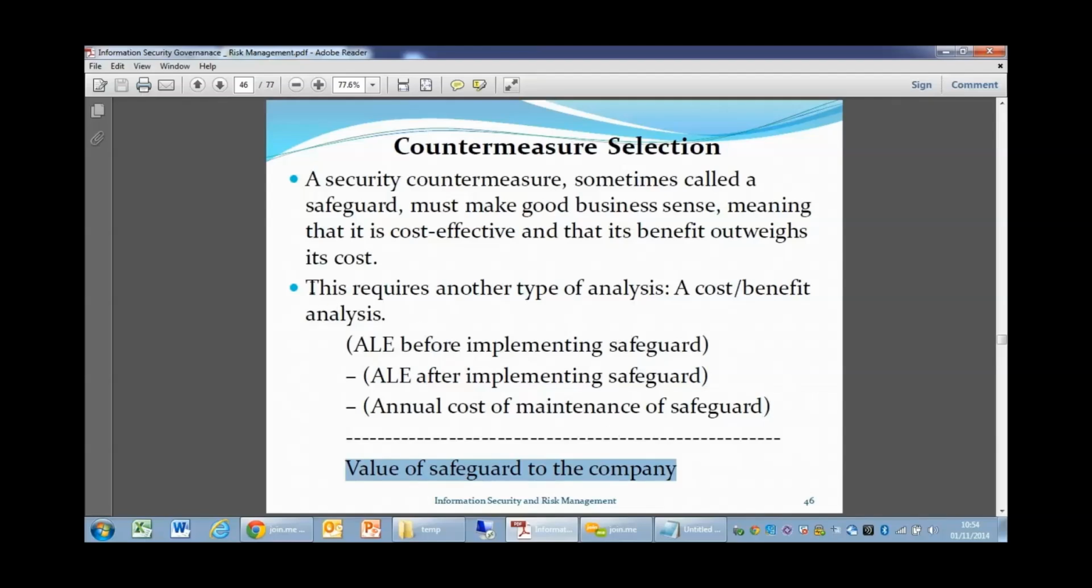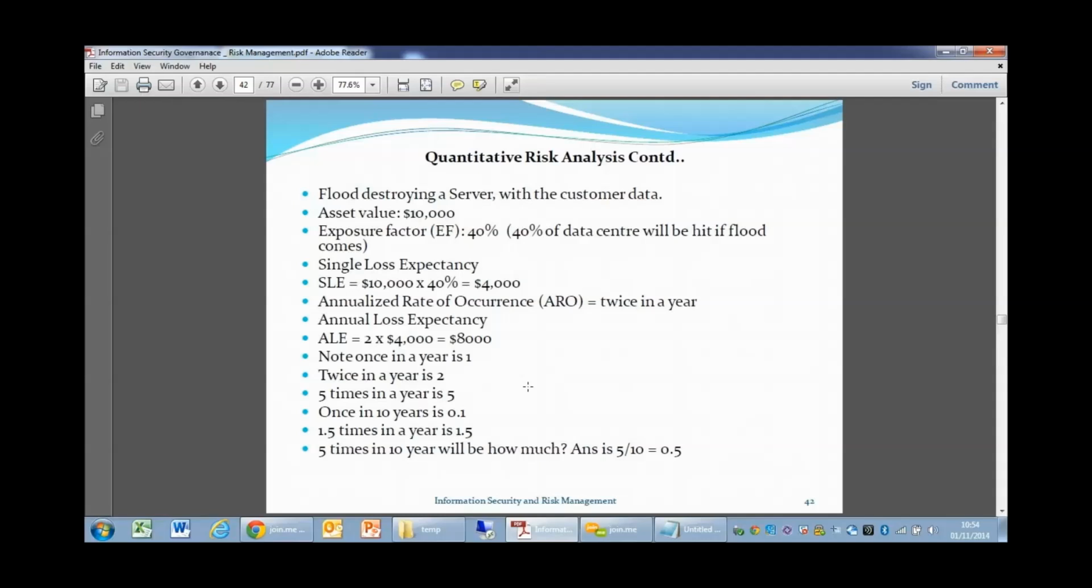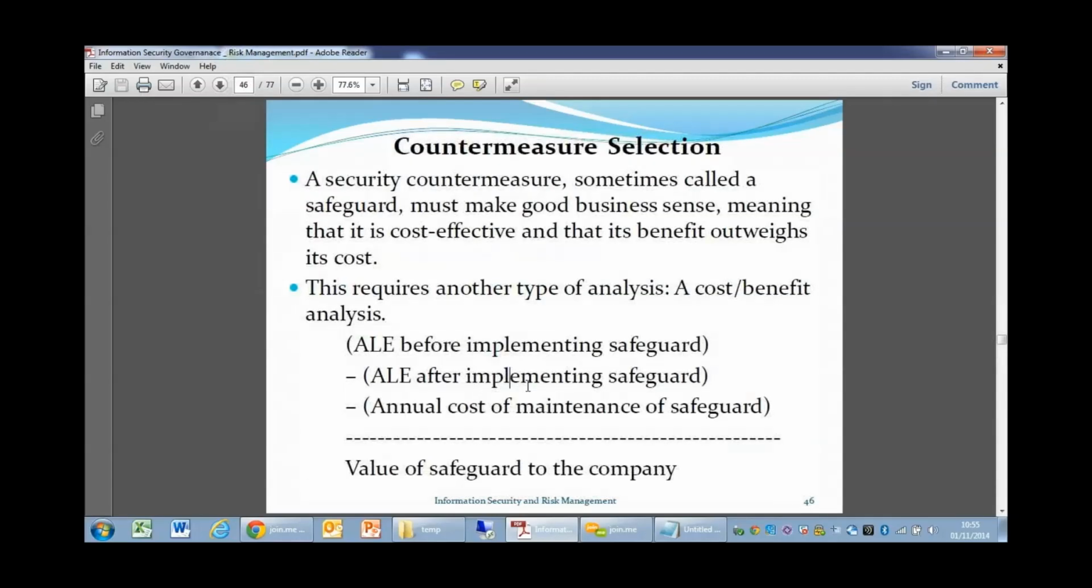Now this slide needs a thought process, and I would suggest you please understand this particular numerical. First of all, what is annualized loss expectancy? It is all about the loss expected in a year, and then if you can apply this to this particular equation and try to visualize it, I am 200% sure you will be able to understand. Yeah, so it just requires some thought process from your side. And please remember, we are trying to understand the value of the safeguard to the company.